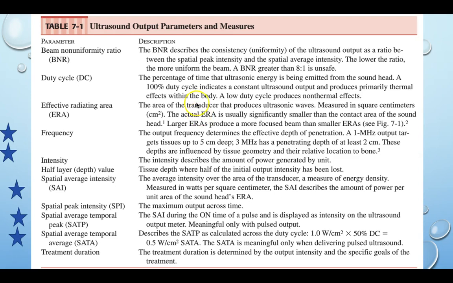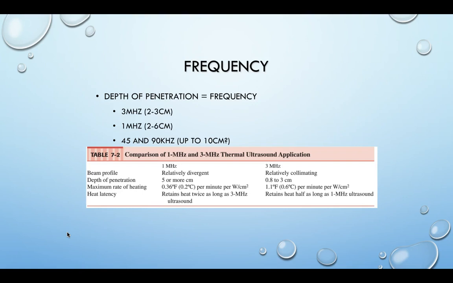And then these various other intensities that we see here, spatial average intensity, spatial peak intensity, spatial average temporal intensity, and spatial average temporal average versus peak, those are going to have to do with the various aspects of the machine. So taking the ERA into account, and then also taking a duty cycle into play as well. So let's talk frequency first.